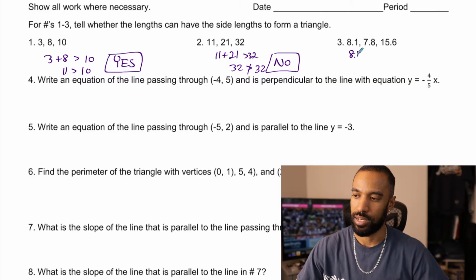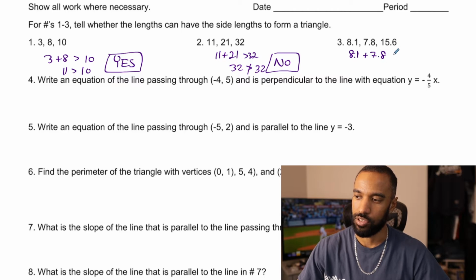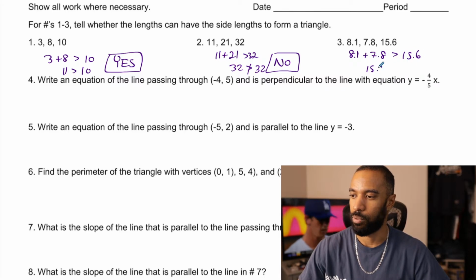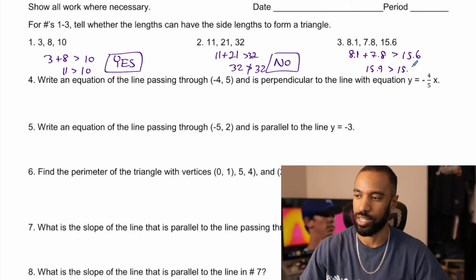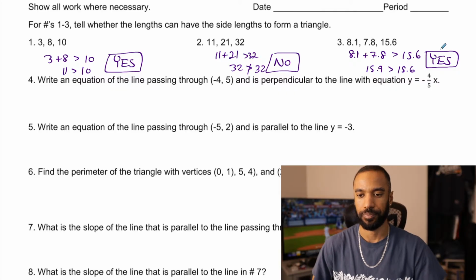8.1 plus 7.8 here. We have to see if that's greater than 15.6, the largest side. That's 15.9 compared to 15.6. That is indeed greater. Yes, that can make a triangle there as well.